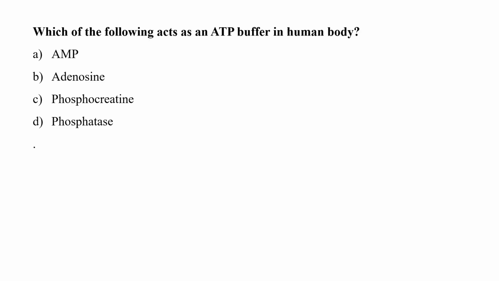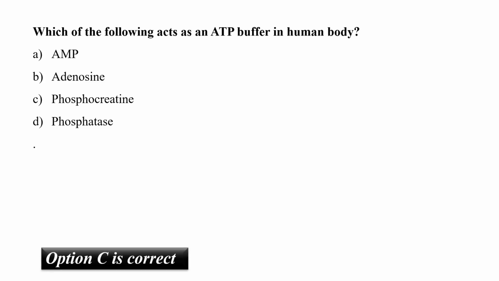Breaking of the creatine phosphate bond releases 43.3 kilojoules per mole of energy, which is considerably more than the energy we get from the breakdown of ATP. Hence, at times this energy released due to the breakdown of phosphocreatine is used to recharge the ATP. So phosphocreatine is a known energy buffer in our body.